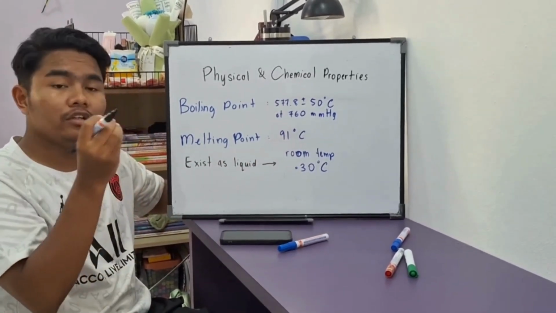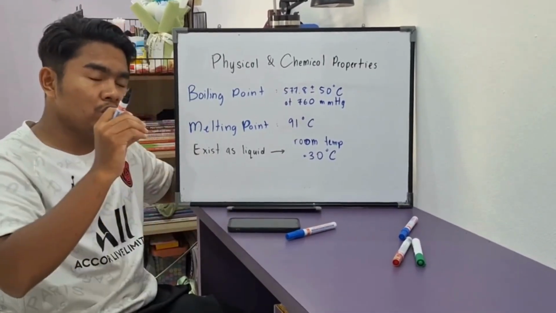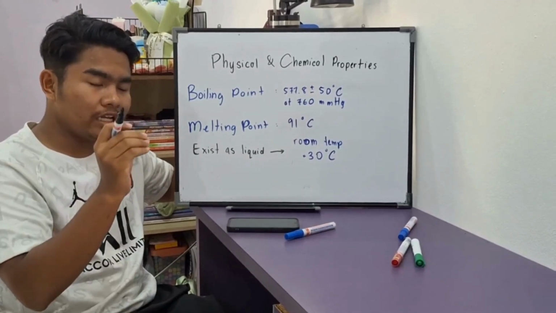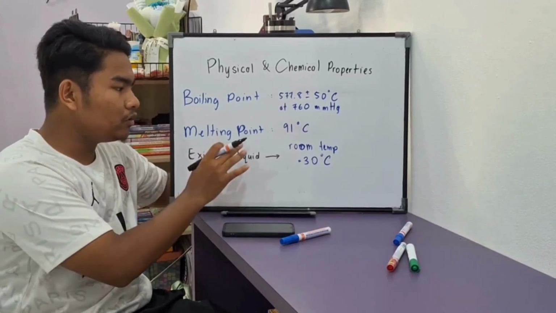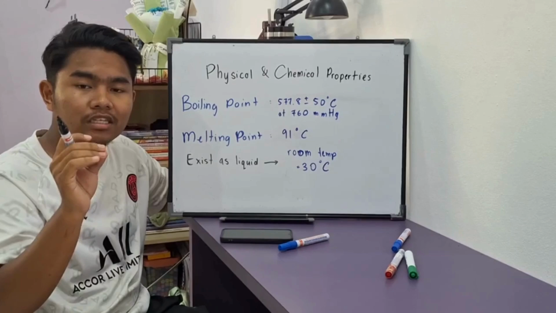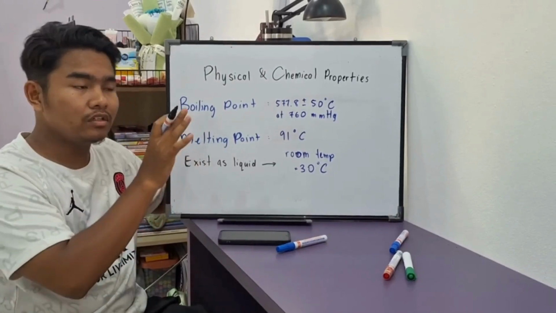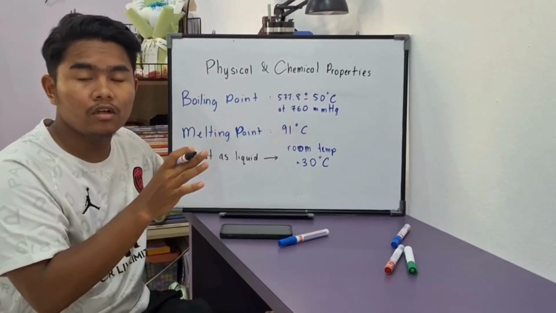So what is the condition that pholcodine exists in, in our world? Mostly pholcodine exists as a liquid. At what condition? At room temperature of 30 degrees Celsius. So that is a little bit about the physical and chemical properties of pholcodine.